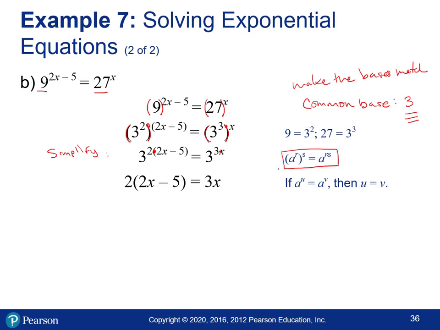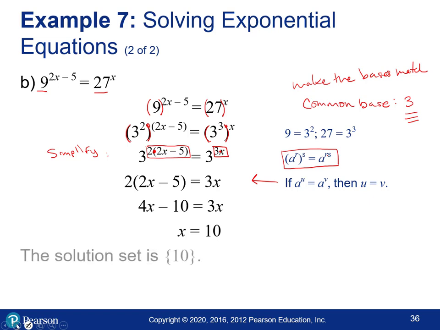Then we use our property right here, we drop the bases and we focus on this exponent and we set it equal to this exponent. So that's our dropping the base step. And then we solve. So just solve this equation for x. And so if you just start simplifying and solve, you get x equals 10.